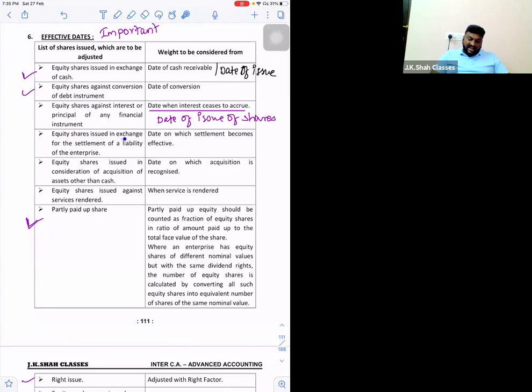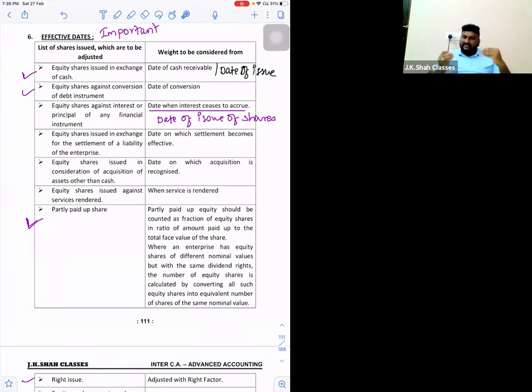Equity shares issued in exchange for the settlement of a liability of the enterprise. So you have a liability, meaning you may have a debtor, you may have a creditor, or you may have some bills payable. To settle them, you are issuing shares of your company. So from what date should the shares be considered for EPS? Date on which settlement becomes effective.